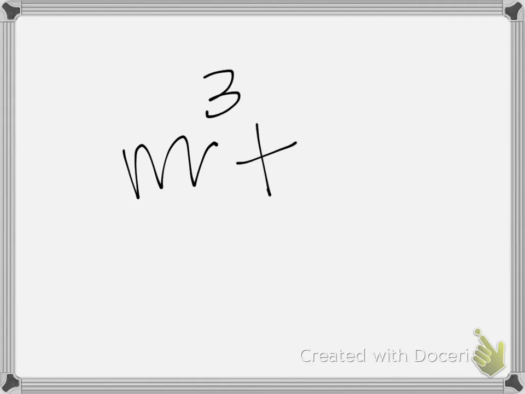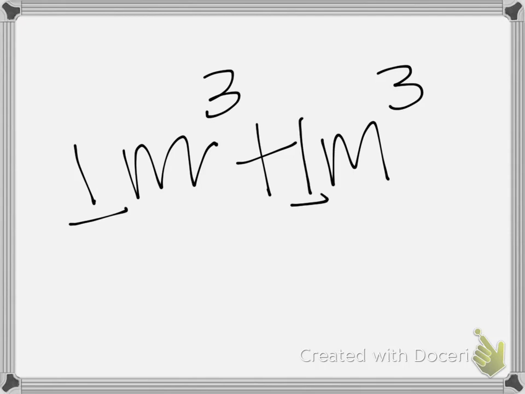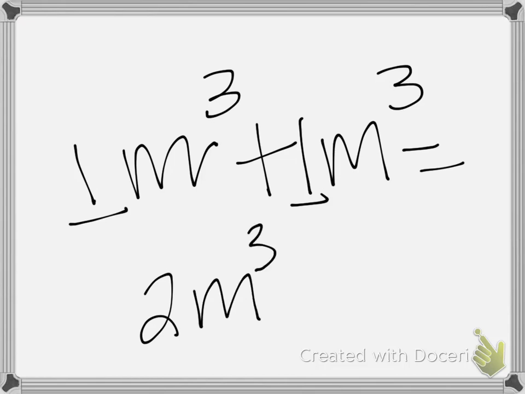Okay, this is fairly simple, so you should probably be getting the hint by now. So, say if we had an example with the letter M. So if I had m to the third plus m to the third, you should know that because this is empty, that's 1, and that's 1. So with this equation, you should get 2m to the third.